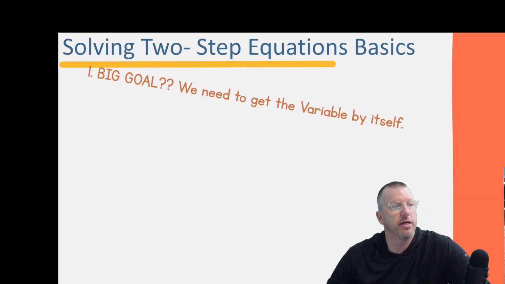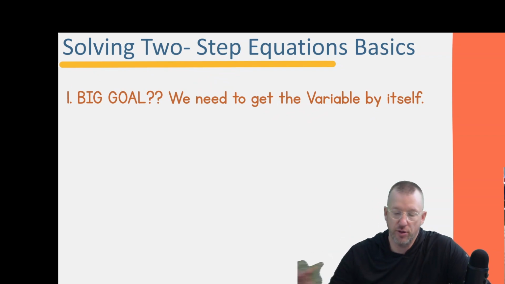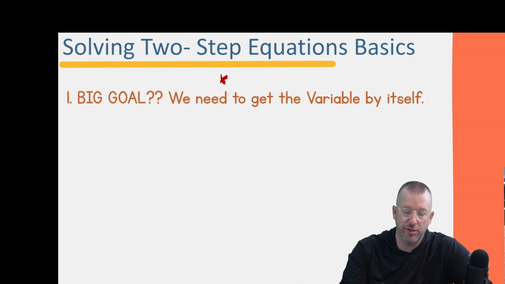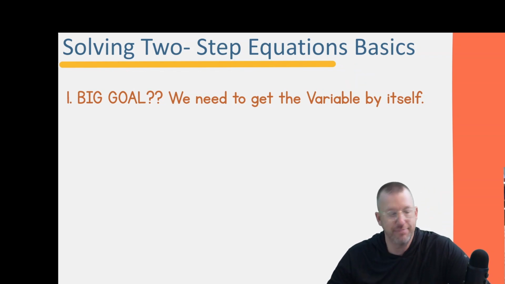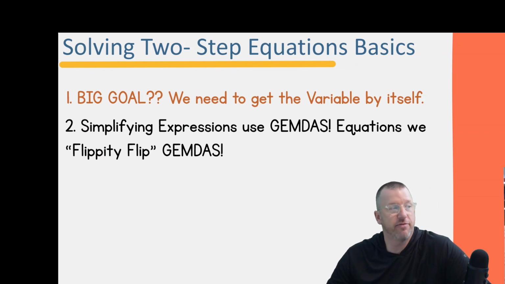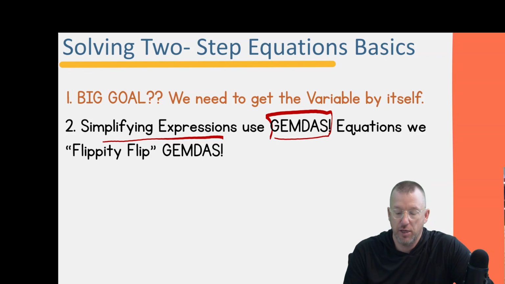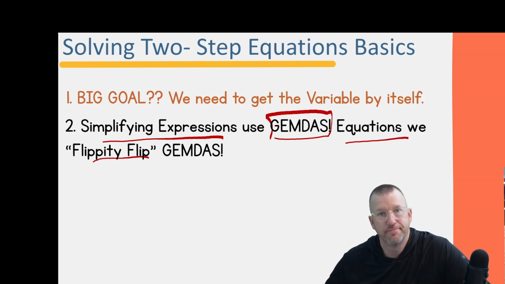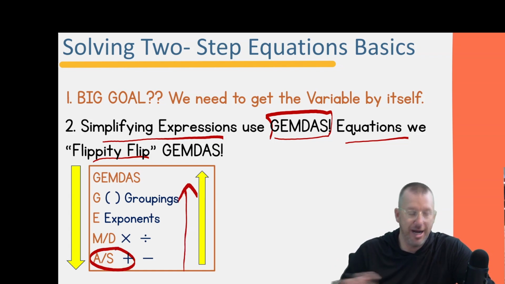All right, solving two-step linear equations. These are the basics. What is the big goal? We need to get that variable by itself. The whole goal is that at the end of this equation, we have the variable equals something. The variable could be j equals something or something equals s. We want to make that variable so lonely that he cries himself to sleep. Get him by himself. The second thing is we're going to be simplifying equations using the flippity-flip GEMDAS. When we're solving expressions, we use GEMDAS. When we use equations, we flip that bad boy over and use GEMDAS backwards, okay? So we're going to start at the bottom and work our way up.